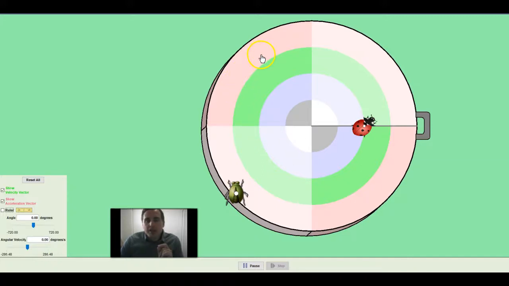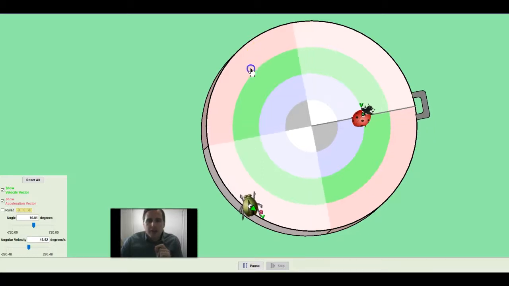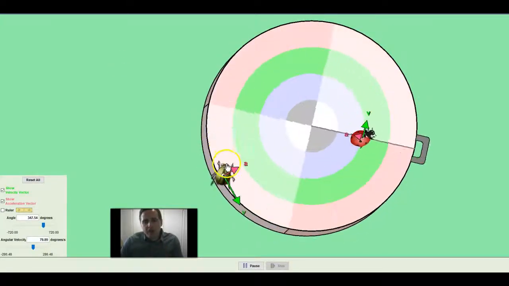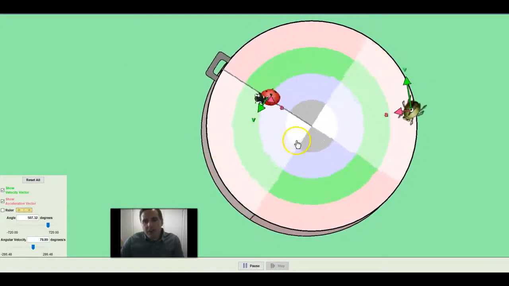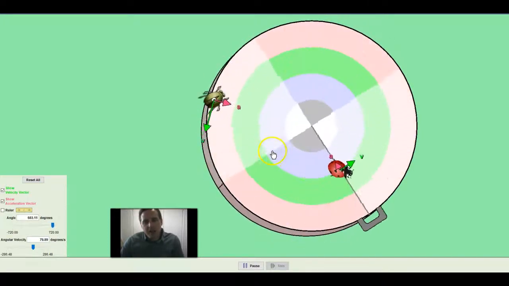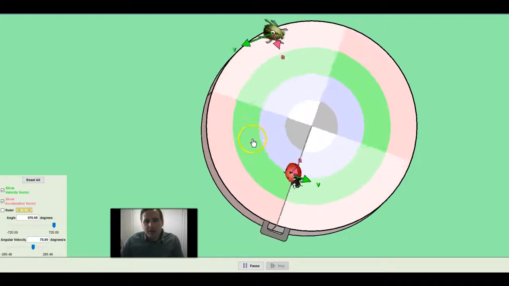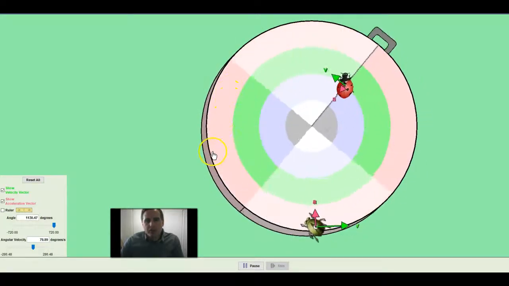So let's try to speed up this turntable. I'll try to do this as carefully as I can, so watch closely. Okay, hopefully you saw that the velocities are tangent to the path and the accelerations are centripetal. How about if I try to speed this rate of rotation up all the more?